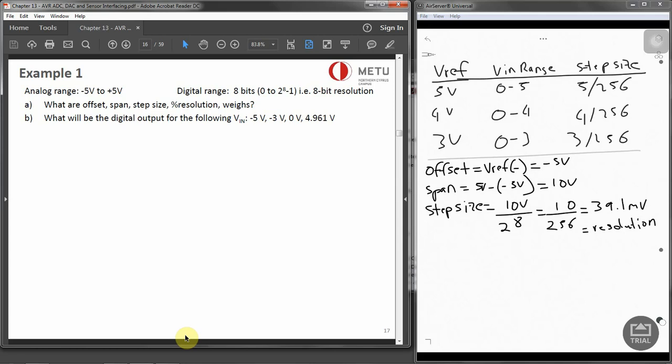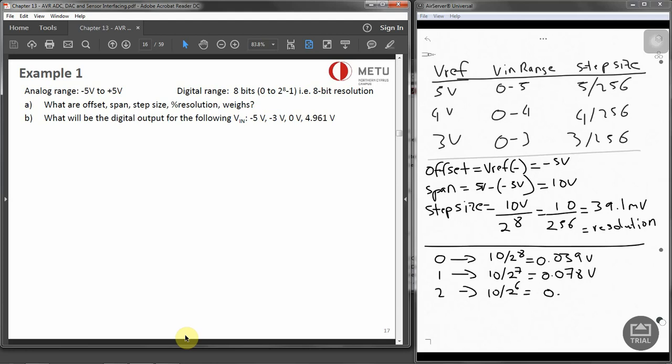For the weights, we have got 8 bits. For the 8 bits, the span is 10 volts, so 10 over 2 to the power 8, which equals 0.039 volts. Then 10 over 2 to the power 7 is equivalent to 0.078 volts, then 10 over 2 to the power 6, which is 0.157 volts, and then the third one, 10 over 2 to the power 5, is 0.313 volts, and it goes like that up to 7.